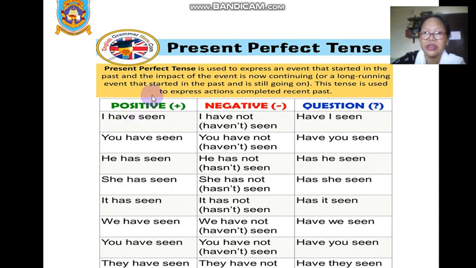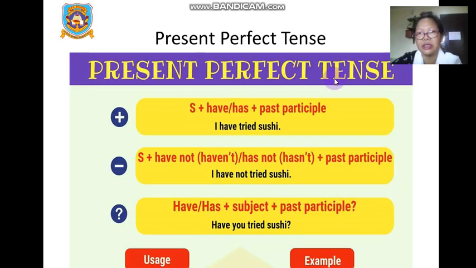Okay, so these are the three columns showing how you will use present perfect tense in a positive sentence, in a negative sentence, and in a question or interrogative sentence. Let me explain here to make it a little easier for you to understand. In a positive sentence, you will use a subject plus have or has. If it is singular, you will use has. If it is plural, we have, plus the past participle form of the verb.